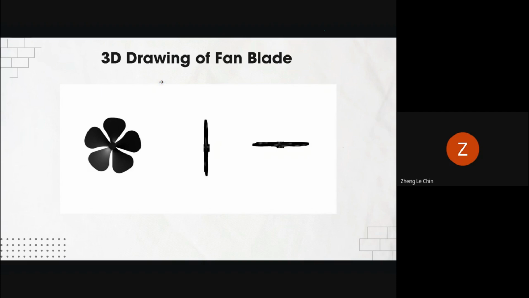Next, I will be presenting the 3D drawing of the fan blade, which is the component I was responsible for. As you can see on this slide, we have displayed the 3D model using standard orthographic projections. Let's take a look at the 5-blade design. From the front view, we utilized a 5-blade configuration. This design was chosen to optimize airflow and maintain aerodynamic balance.